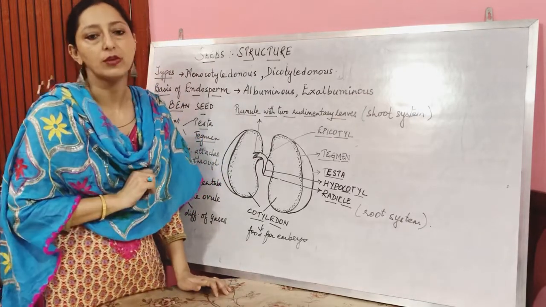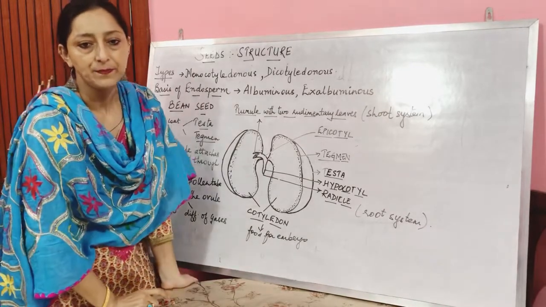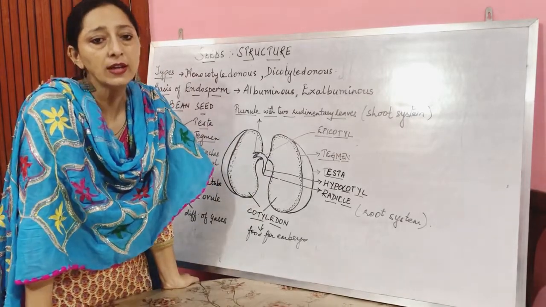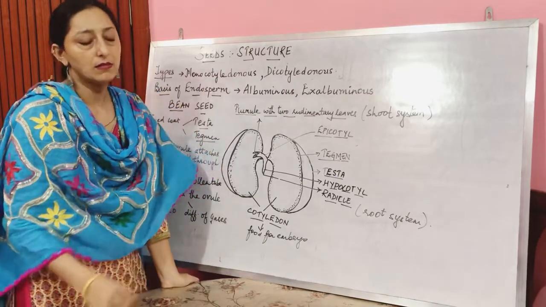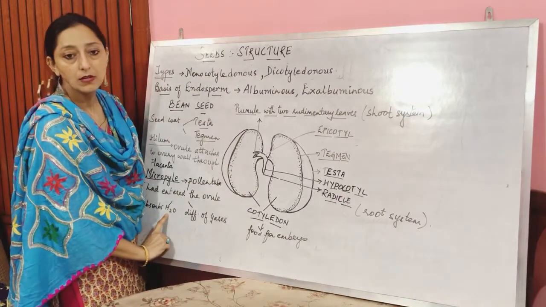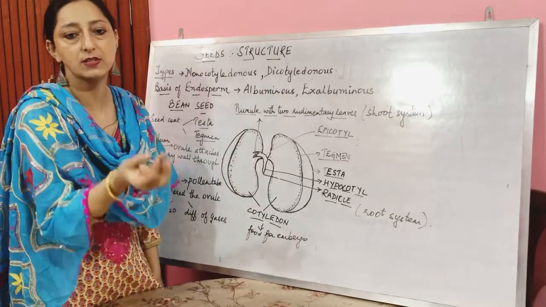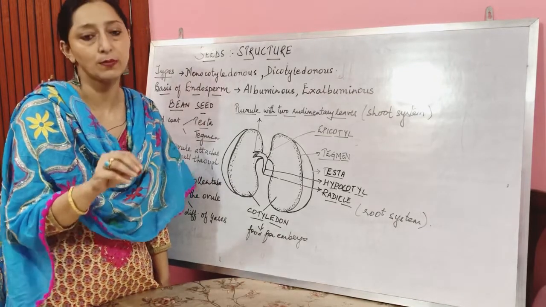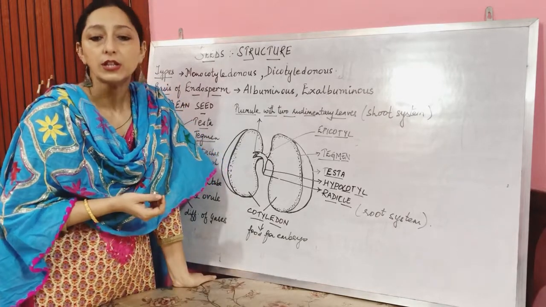Now a small pore, which is known as micropyle, is also present close to this hilum. The function of this micropyle is that it absorbs water when the seeds are soaked in water. The seeds absorb water. So from where do these seeds absorb water? Through this micropyle, and make it available for the embryo for the process of germination.